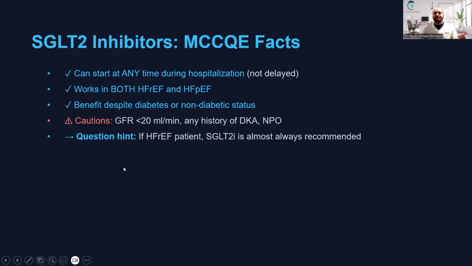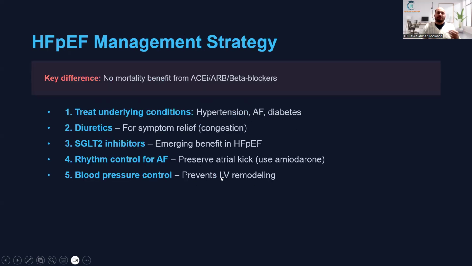For MCC questions, for a heart failure patient with reduced ejection fraction, SGLT2 is almost always recommended. There are some contraindications to it, which are these. There are also some other contraindications: a patient with a history of bladder cancer or recurrent UTIs are not good candidates for SGLT2, but you can still consider it for someone with recurrent UTIs or yeast infections. But these three are absolute contraindications. In these three cases, you don't use it at all.